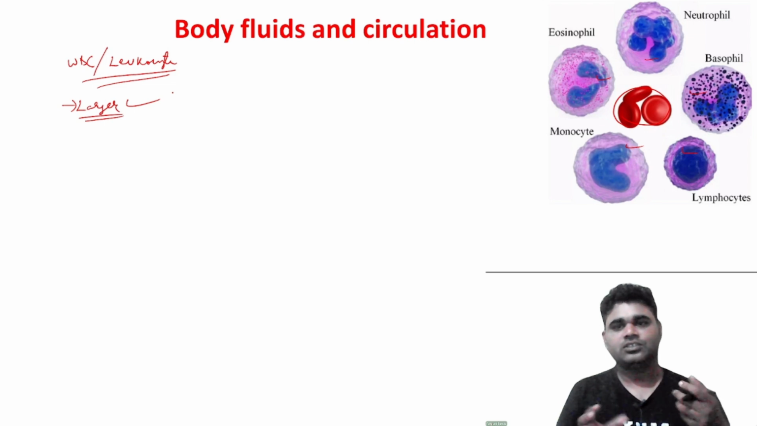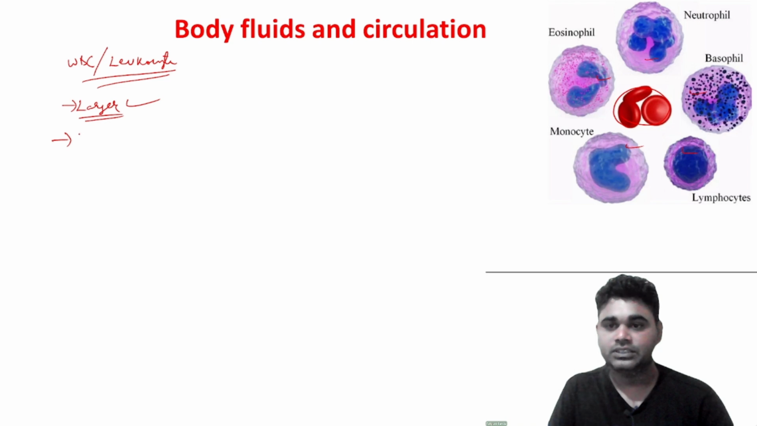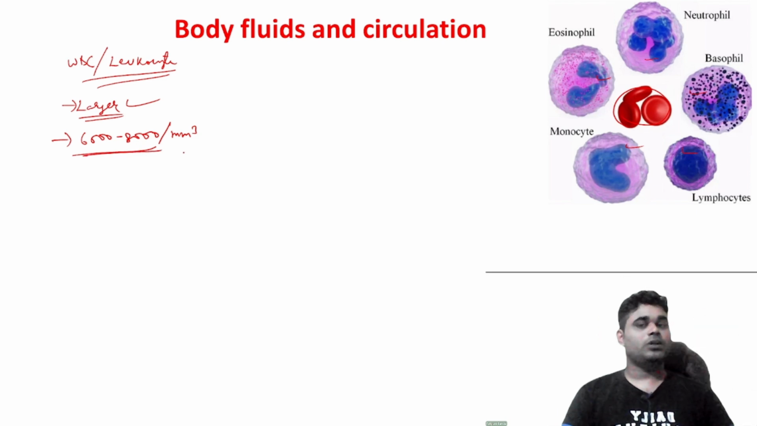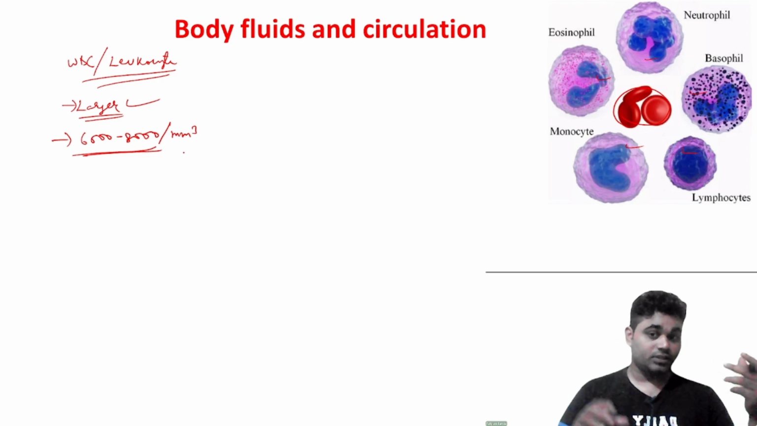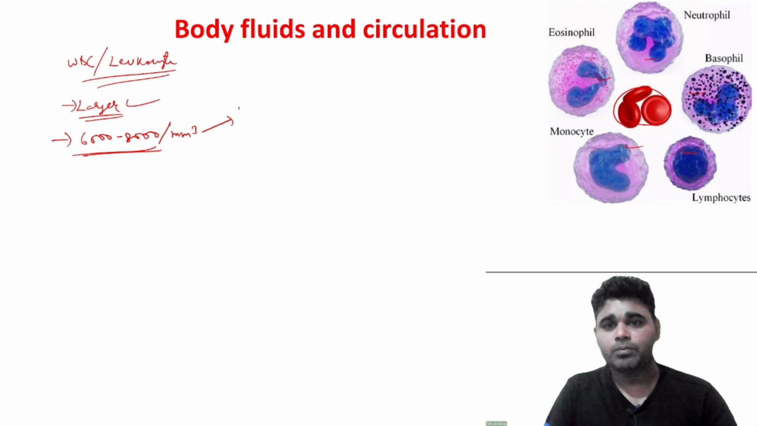Because of the large size, the number is of course very low, because it takes much more space in the blood. The number of the WBC is 6,000 to 8,000 per mm³ of blood, whereas the number of the RBC is 4.5 to 5 million. So if the WBC number becomes below 6,000, the condition is called leukopenia.